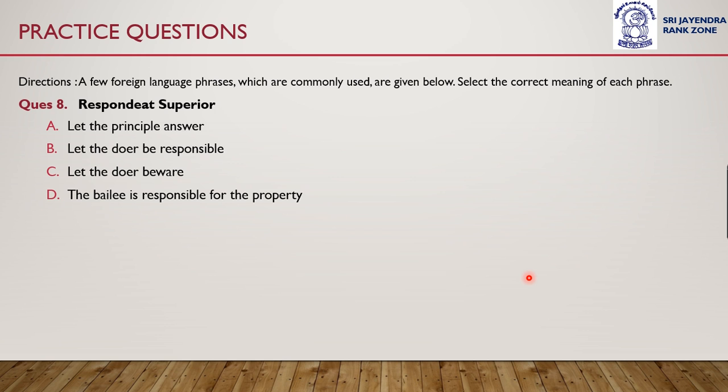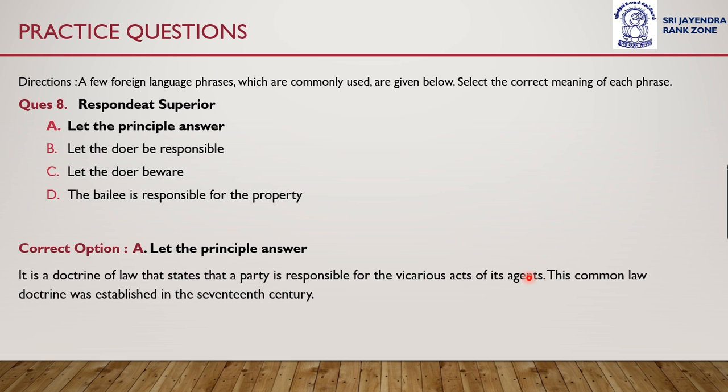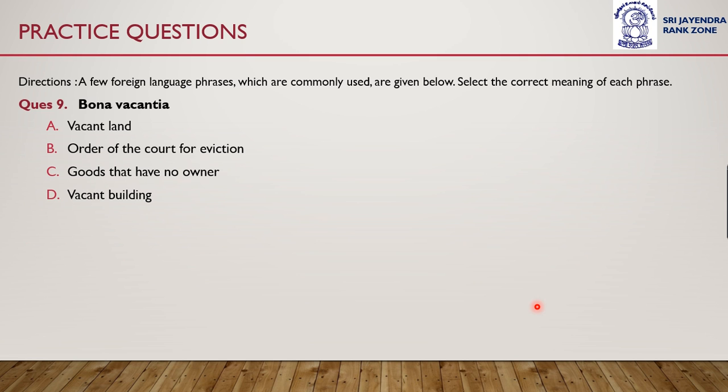The correct answer is option A, let the principal answer. Respondeat superior means let the principal answer. It is a doctrine of law that states that a party is responsible for the vicarious acts of its agents. This common law doctrine was established in the 17th century. Let's move on to the next question.